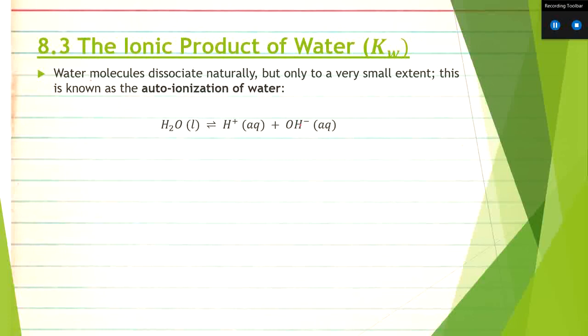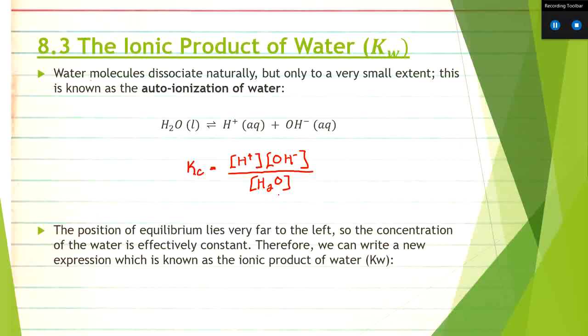Now, because this is an equilibrium, constantly going back and forth, we can write an equilibrium constant for this. So our equilibrium constant, Kc or Keq, is going to be equal to the concentration of hydrogen times the concentration of hydroxide over the concentration of water. Now, this equilibrium, as I said, lies very, very far to the left. So the concentration of water, we can assume pretty much stays constant, and we'll make another assumption that we are just dealing with a concentration of 1.